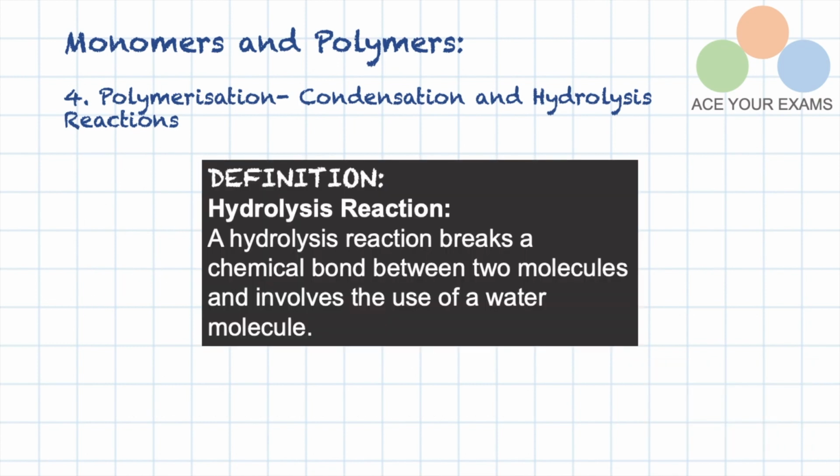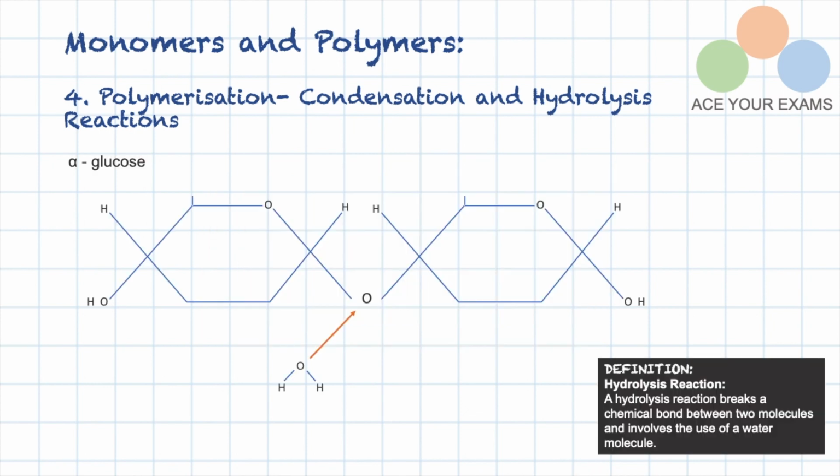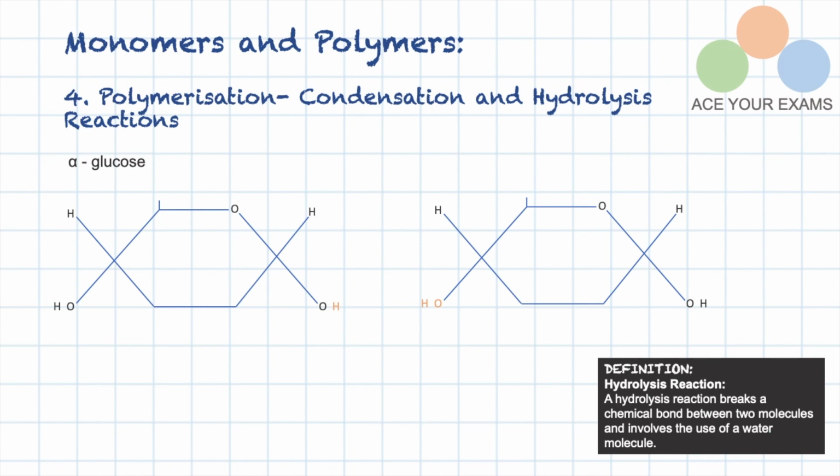So then what about breaking polymers back down into monomers? Hydrolysis reactions break a chemical bond between two molecules, and it involves the use of a water molecule. It's essentially the reverse of a condensation reaction, so it's not too tricky to remember. Here is a molecule of water, so its addition to the covalent bond that we just formed breaks this bond between the monomers. So here you can see the bond has been broken, and the two original separate constituent monomers are seen again that we had originally.